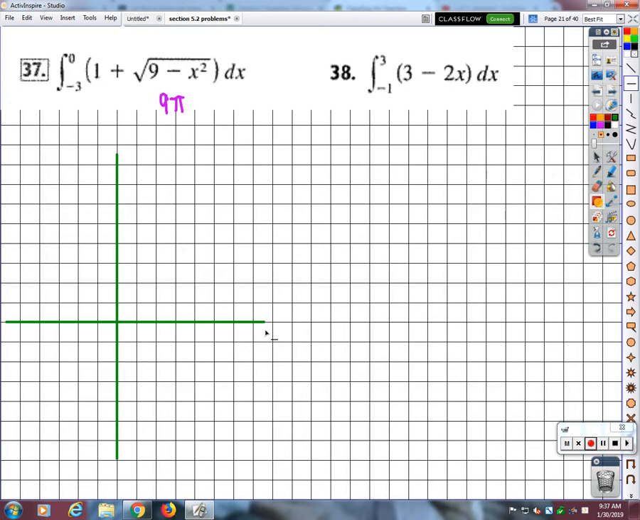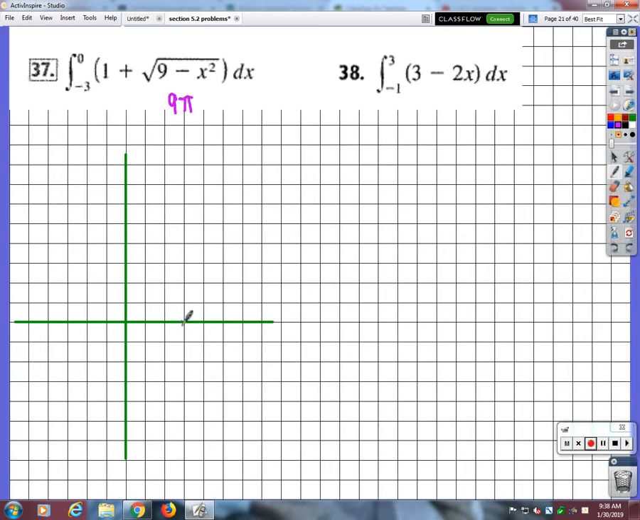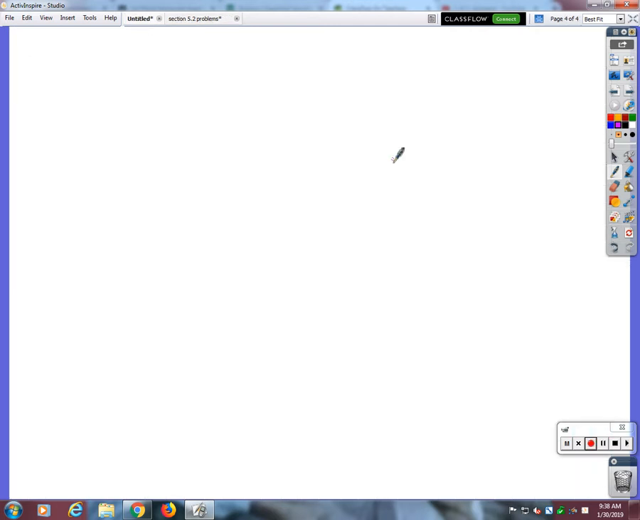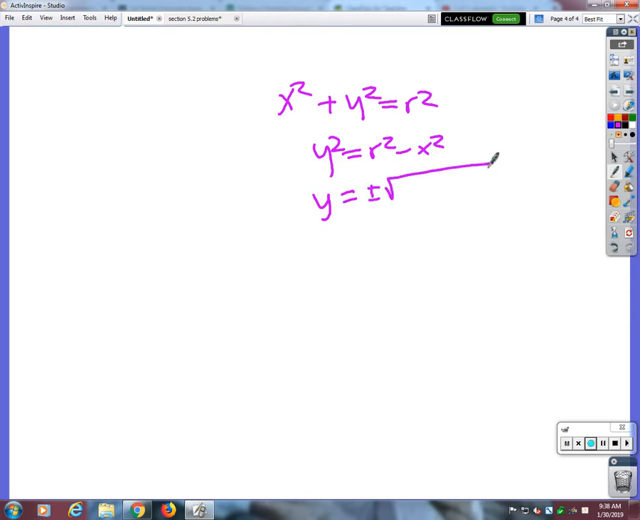What does adding 1 to a graph do to the graph? Moves it up 1. So this is going to be a semicircle with a radius of 3, but instead of being on the x-axis like this, it's going to be up like this, because it's the square root of 9 minus x squared. The general formula for a circle is x squared plus y squared equals the radius squared. So if you solve that for y, it's y squared equals r squared minus x squared, which means that y equals, for the whole circle, plus or minus the square root of r squared minus x squared.